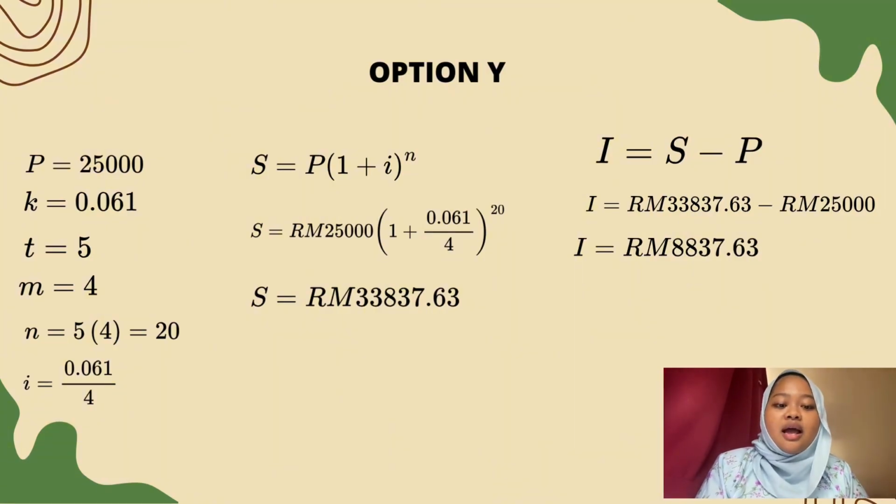We use the formula S equals P bracket 1 plus I bracket N. S equals RM 25,000 bracket 1 plus 0.061 per 4 bracket 20. So S equals RM 33,837.63. The next formula is I equals S minus P. I equals RM 33,837.63 minus RM 25,000. So that means I equals RM 8,837.63.